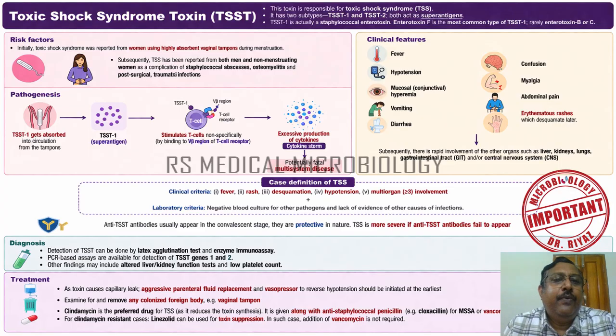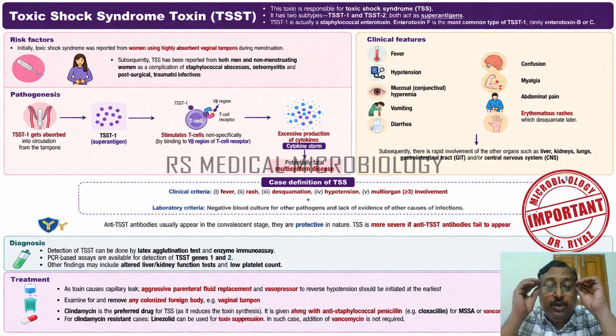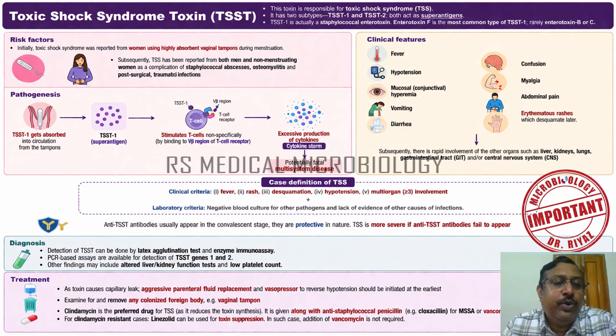To sum up, you have a toxic shock syndrome where the risk factor initially was thought to be the vaginal tampons where the staphylococcus grows and the toxin is produced. But now we know that it's not only that, it can be any source of staphylococcus, maybe abscess, maybe osteomyelitis, post-surgical or traumatic infection. So what it does basically, the toxin is absorbed inside. This toxin acts as a superantigen. It will stimulate the T cells to produce excess amounts of cytokines. The cytokines will go and affect the systems. Mostly it is a multi-system disorder.